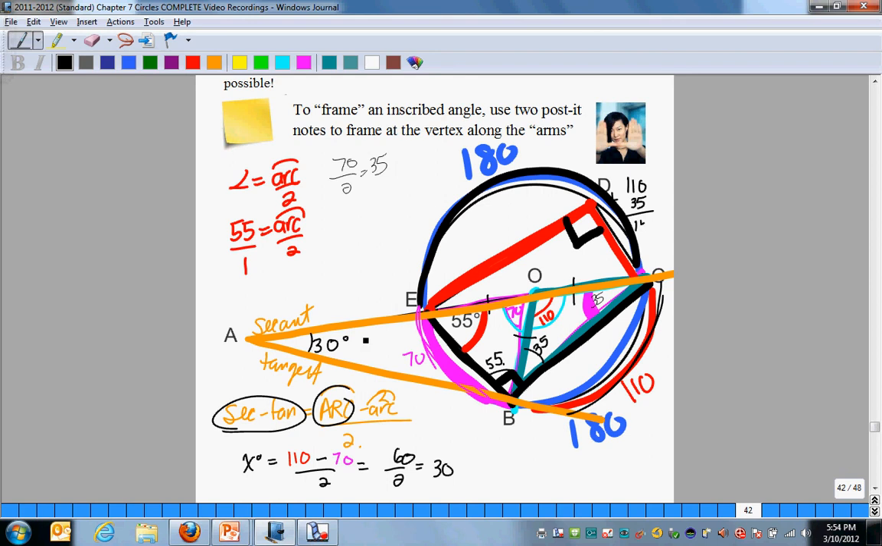We have found all possible angles here. All possible angles. We started with one, and we squeezed the sponge and found everything else out.